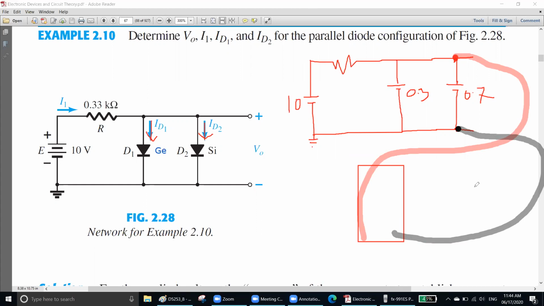0.7. No. One important thing you have to understand: you cannot have two different voltages in parallel. No, you cannot. I told you before, the parallel voltages will be the same. The parallel voltage will remain the same if the voltages are parallel. Since they are parallel, they should remain the same, either 0.3 or 0.7, either one.